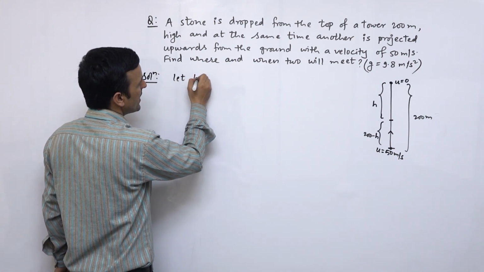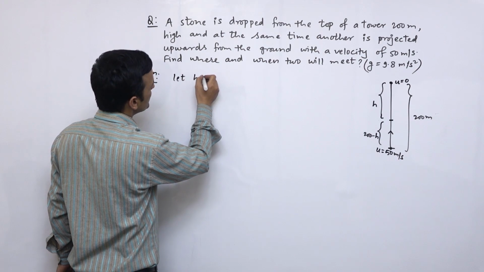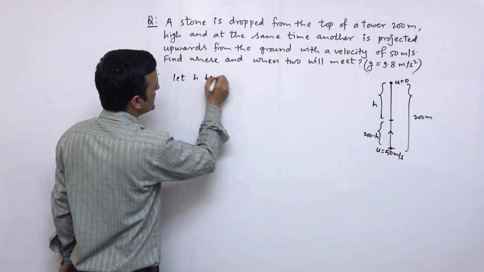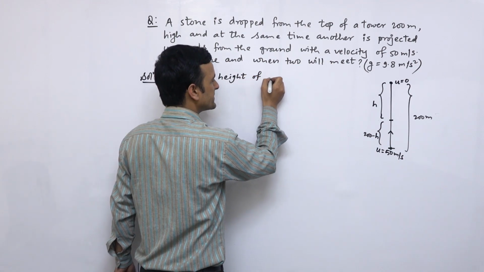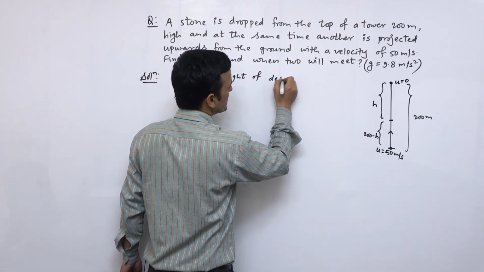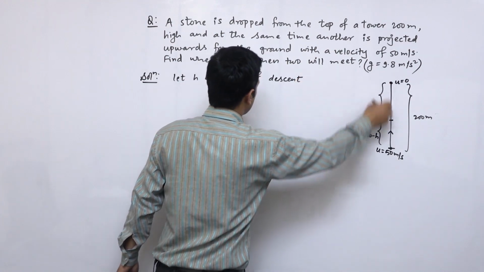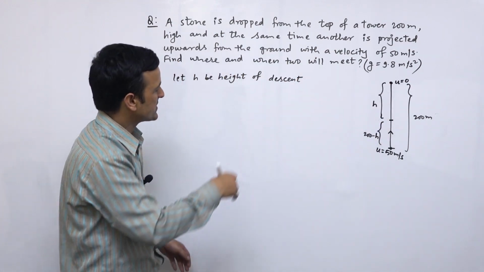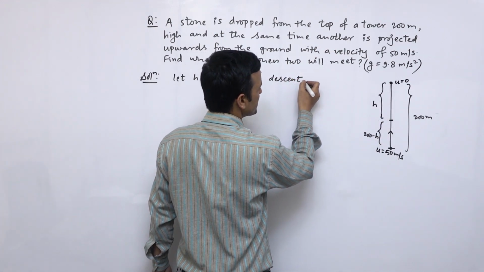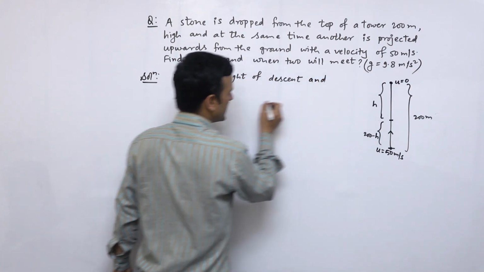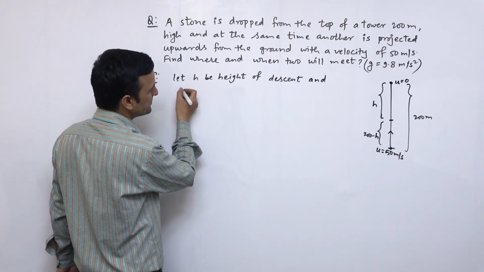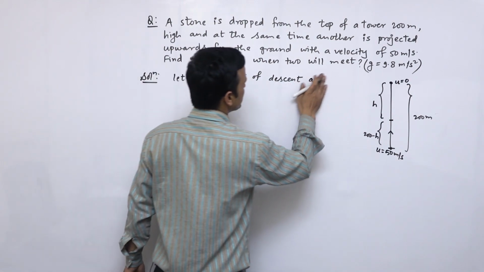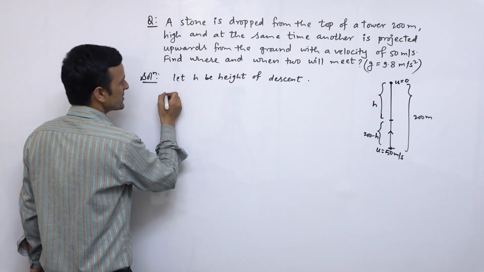Let h be the height of descent, the distance fallen, and t be the time. Height of distance only, write down distance.